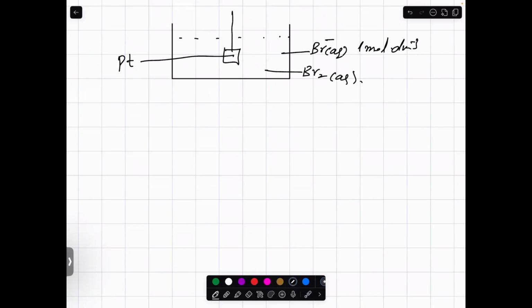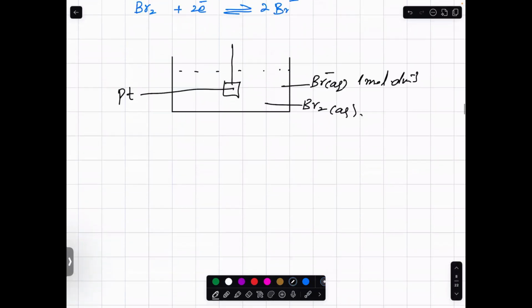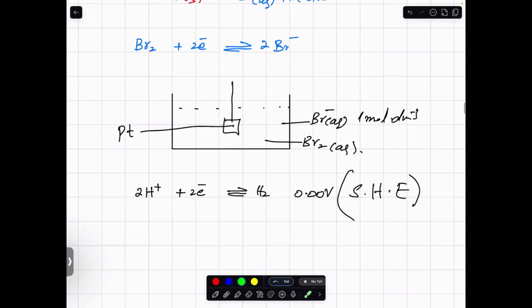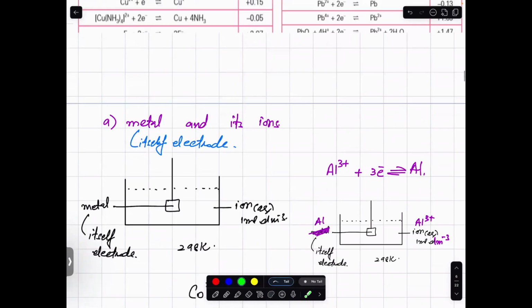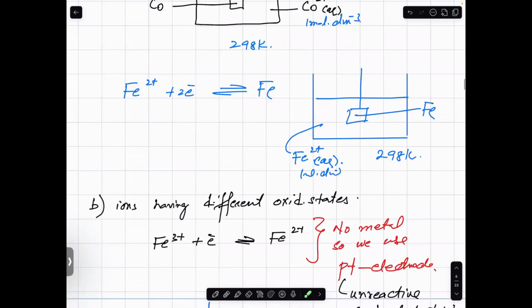Now, if there is a gas, there are too many questions on the gas. For example, 2H⁺ gain 2 electrons, H2. You know, it is the standard hydrogen electrode. All these E naught values are measured relative to what? The standard hydrogen electrode. And what is that standard hydrogen electrode?